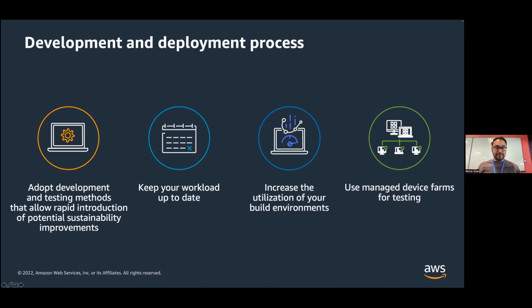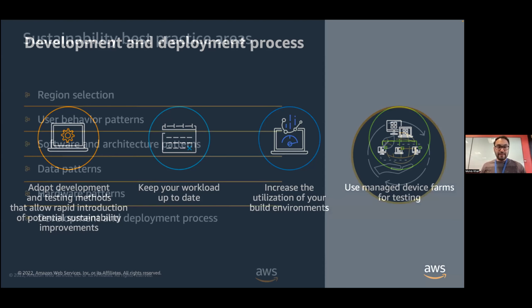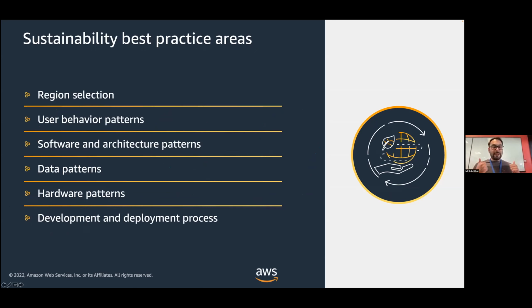What are the sustainability best practices? Again, which AWS region are you going to choose according to your user needs? What are the user behavior patterns? What time do they come, what are their needs, and what type of services do they use?